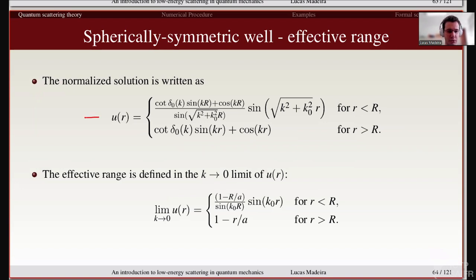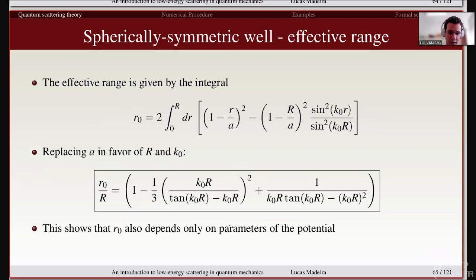So that's the normalized solution. And then I have to take the zero energy limit to see how the wave function behaves in the zero energy limit. So it's this expression that I wrote down at the bottom of the slide. Remember that outside of the range of the potential, regardless of the potential that I choose, it's always going to be 1 minus r over a. Okay. And then I just have to do one integral here that we can do analytically, and I'm writing the result of this integral here.